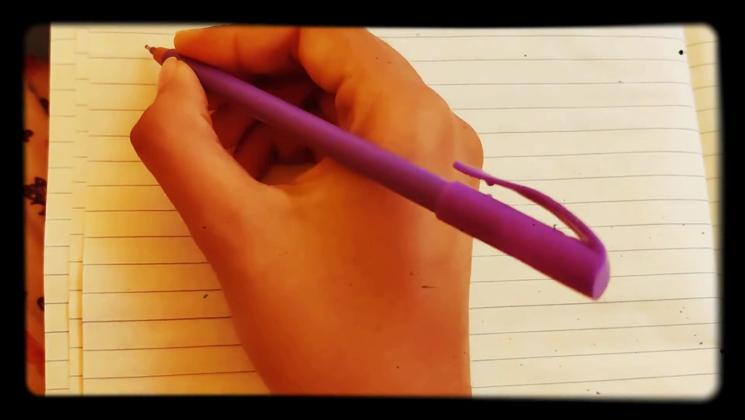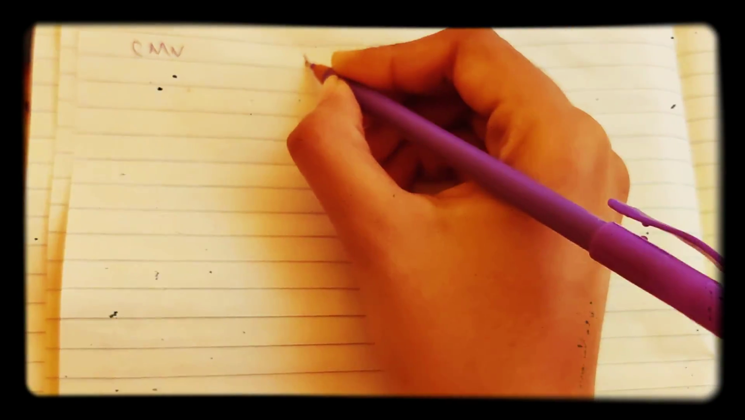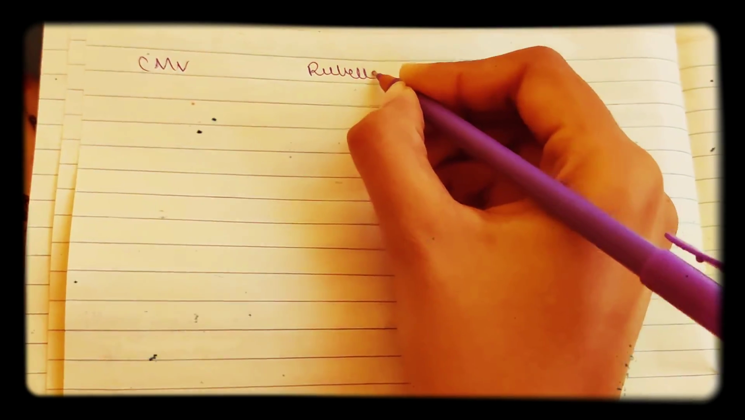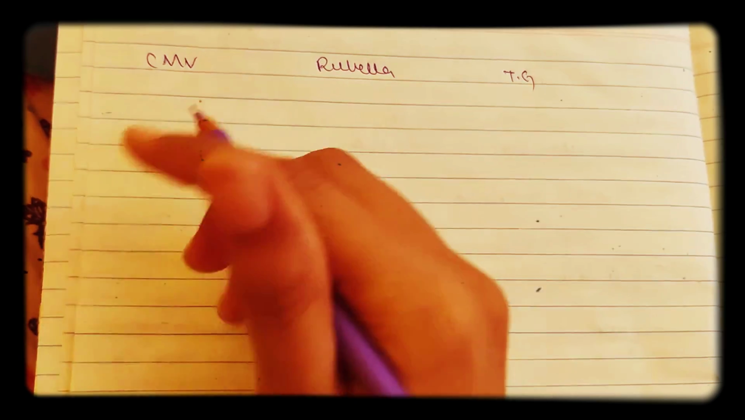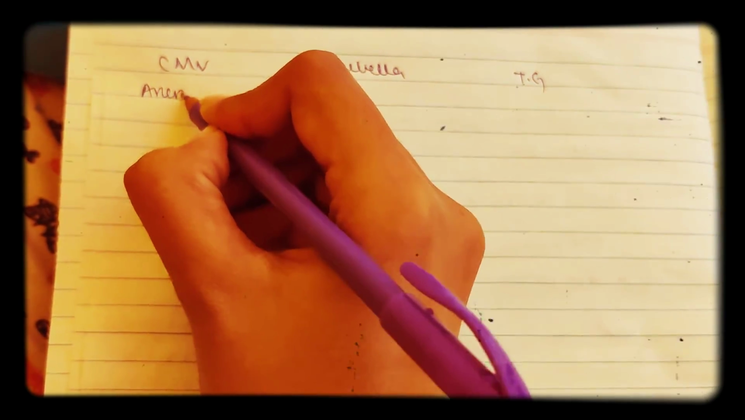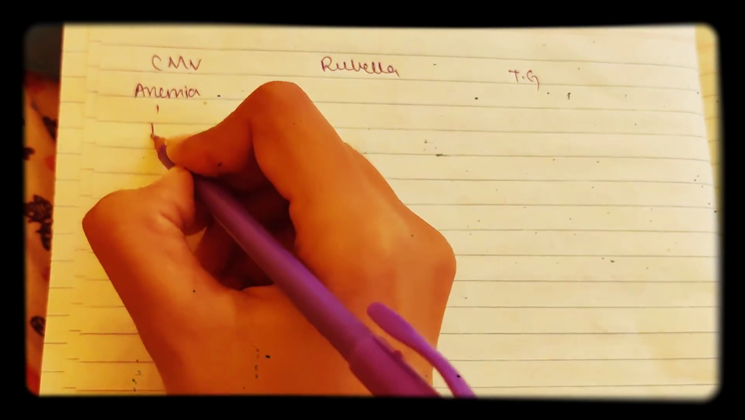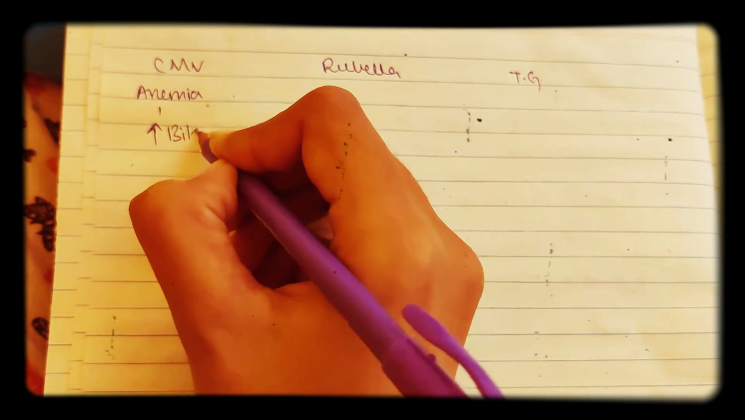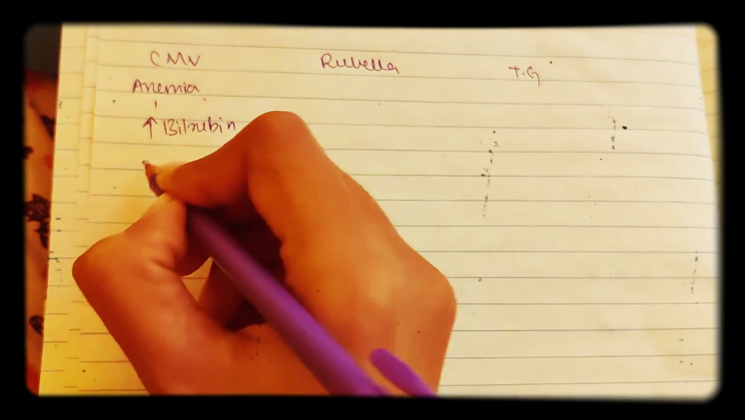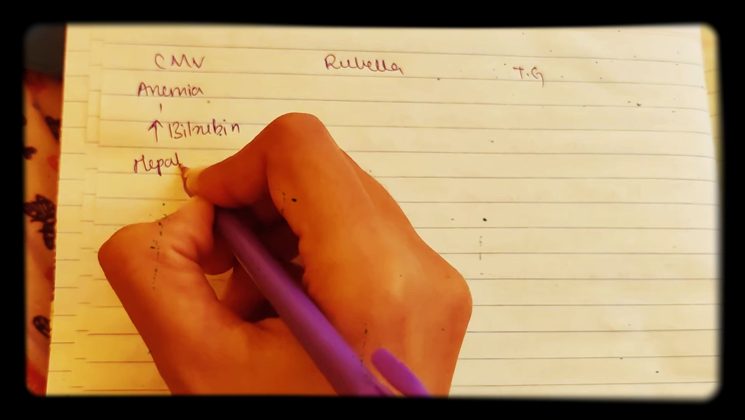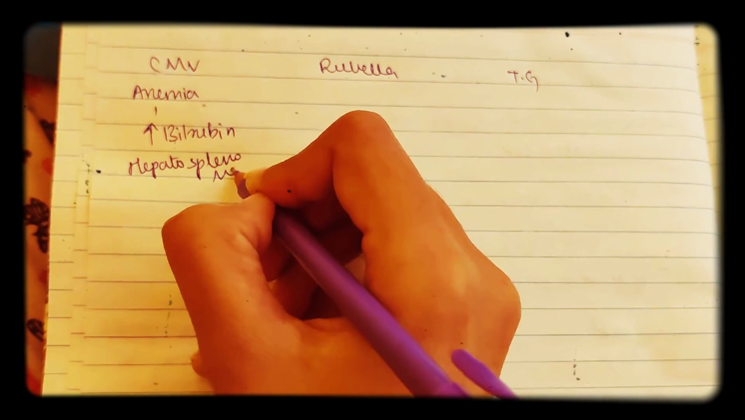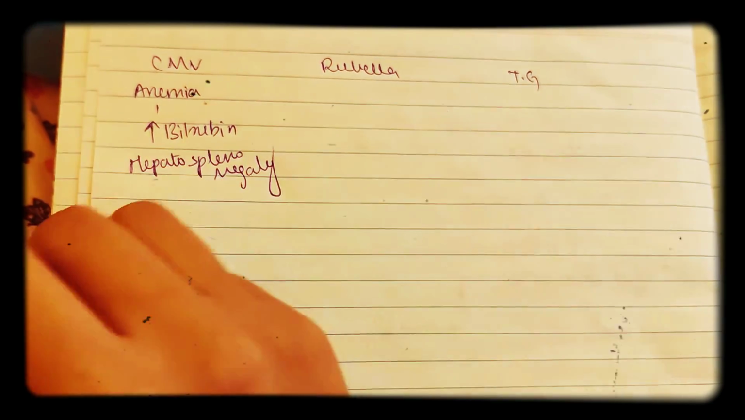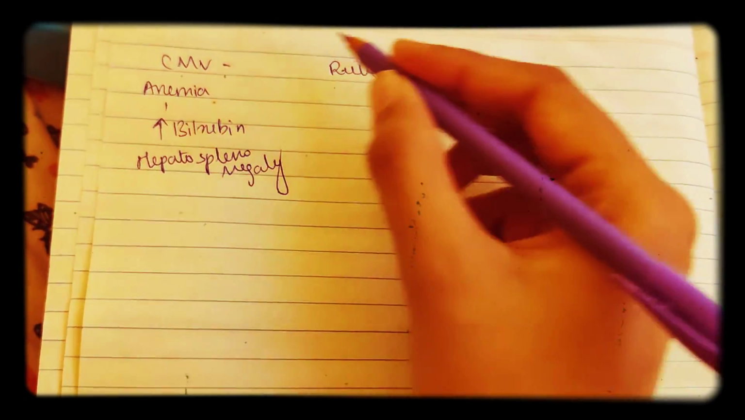Now let us discuss some additional features which are related to cytomegalovirus, rubella and Toxoplasma gondii. So first one, in cytomegalovirus you will see anemia. Because of anemia there is also an increase in bilirubin levels, and also there is hepatosplenomegaly. Increased bilirubin and anemia in cytomegalovirus.